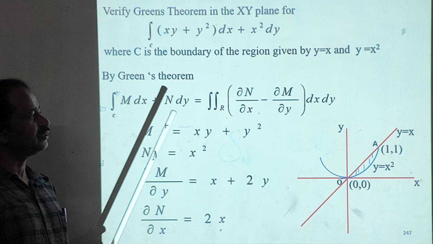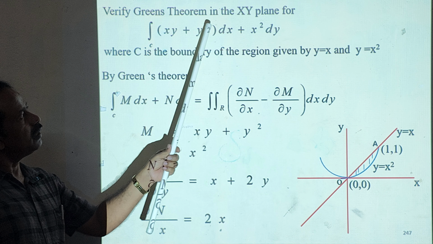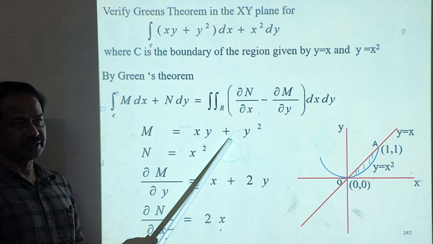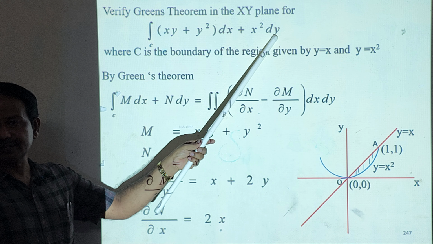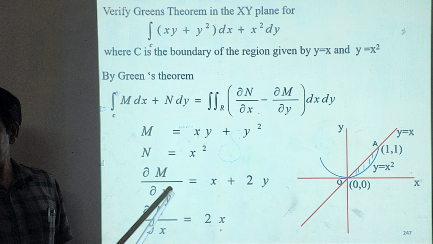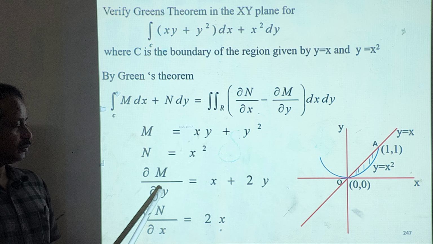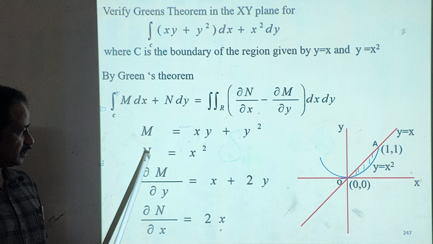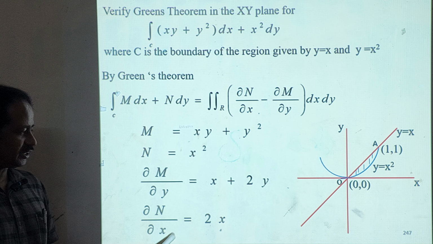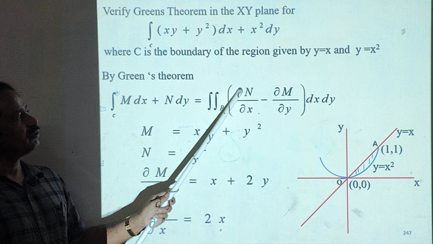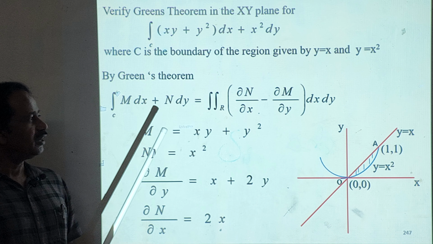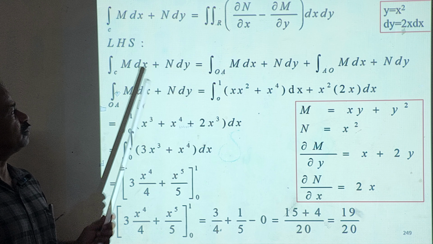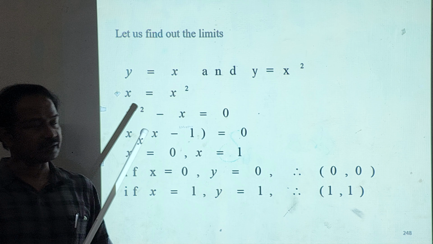Now we are going to use Green's theorem. As per the problem, when we compare with Green's theorem, that will give you M = xy + y², and your N will be x². Differentiating M with respect to y will give you x + 2y. Differentiating N with respect to x will give you 2x. So we have obtained these two values. As usual, first we will find out the limits, then we will go for the left hand side.